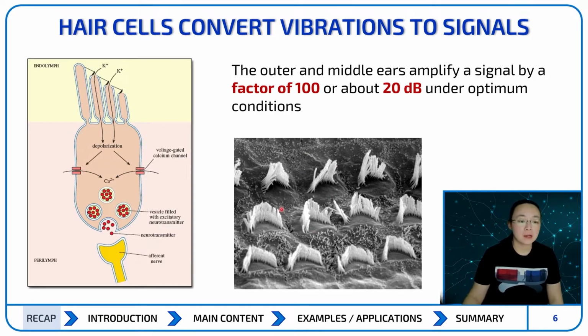So these hair cells, I like this SEM image. Essentially, just remember the hair cells are going to convert your vibrations to signals, and that neurotransmitters are going to be released to your nerve for the action potential.